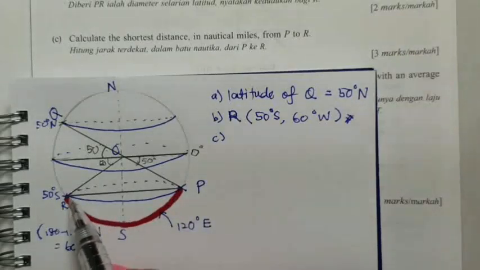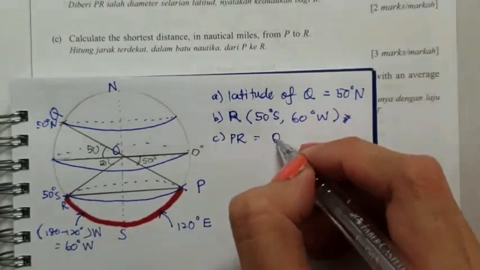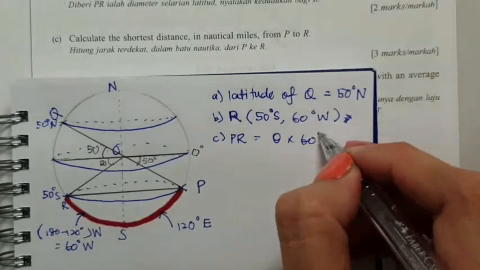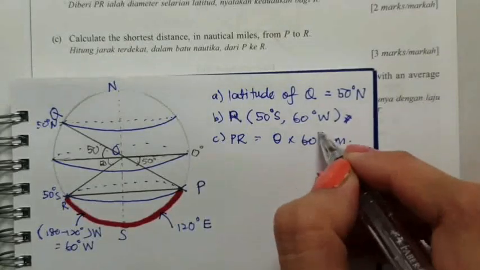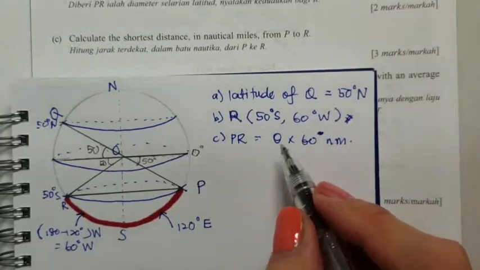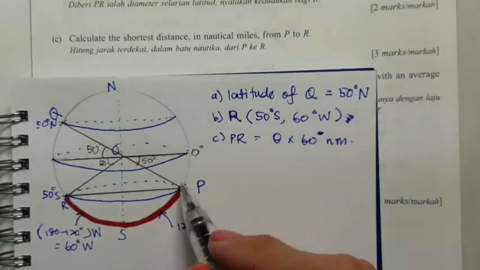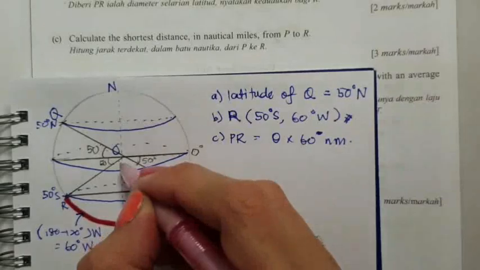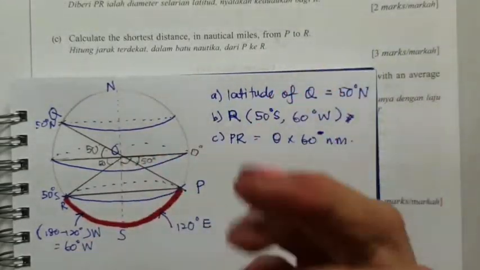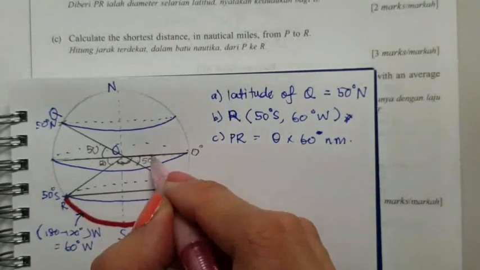So in this case, how do we find the distance of PR? That will be theta times 60 nautical miles, right? Now, the angle over here will be the angle subtended by this arc, that will be in between this. Now, we know that this is 50 and this side is also 50 because this is a straight line.